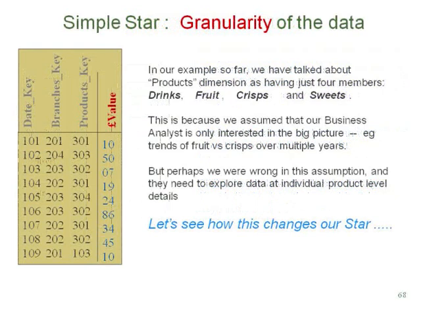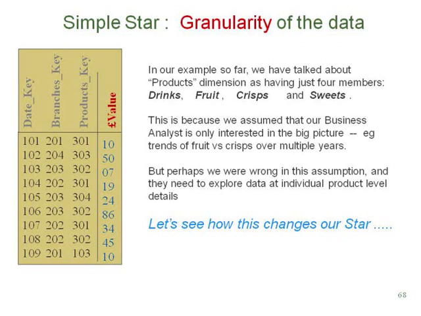The third advantage of stars is about the granularity. In our example so far, we've talked about the products dimension as just having 4 members: drinks, fruits, crisps, sweets. And this is because we assume that our business analysts were not interested in the very detail of sales, but instead were interested only in the overall patterns of sales. For example, whether fruit overall was doing better than crisps overall.